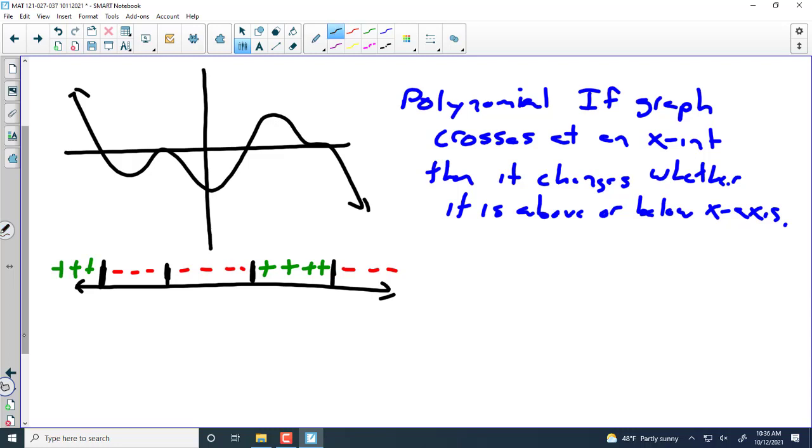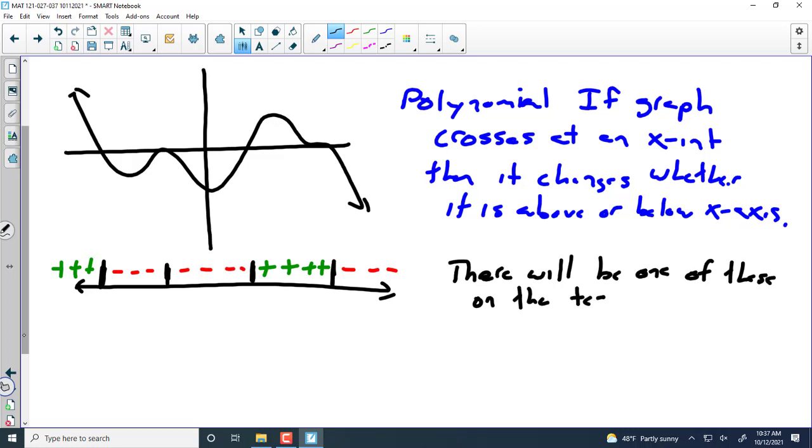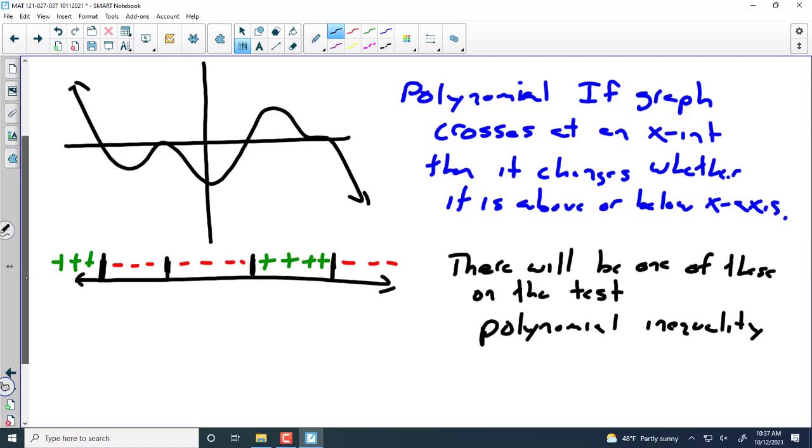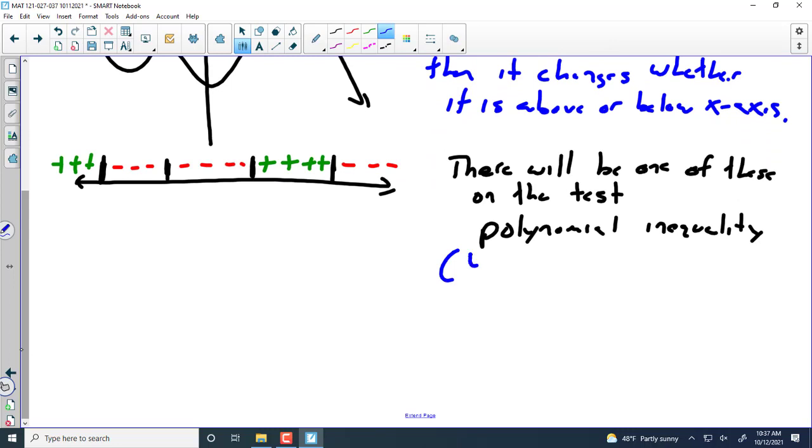And there will be one of these on the test where you're given a polynomial inequality. And you have to write interval notation for where it's above or below. But you will not be given the graph, you'll be given an equation. So that was one type of problem we looked at last time.